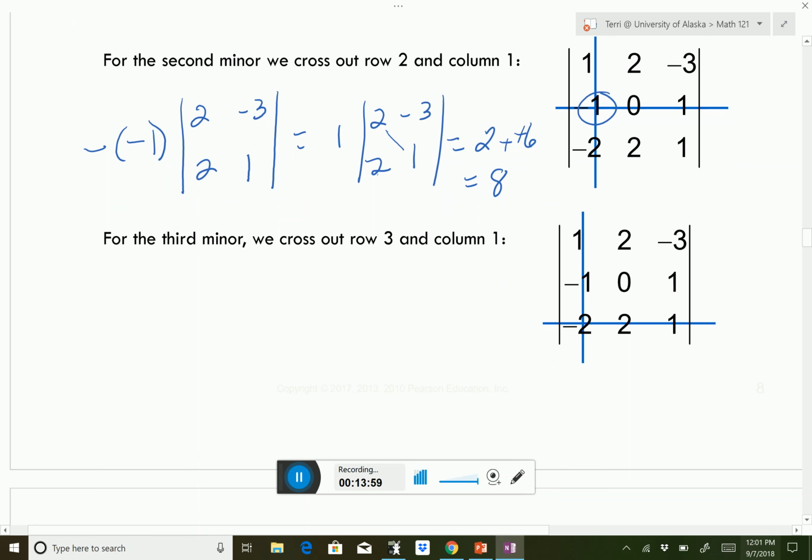So for the third minor, it's going to be negative 2 times the determinant 2, negative 3, 0, 1. So let's see what that is. Negative 2 times, let's see, 2 times 1 is 2, minus 0 times negative 3 is 0. So negative 2 times 2 is negative 4.